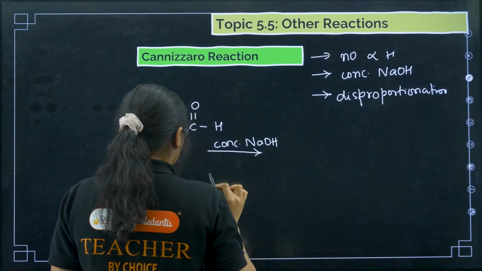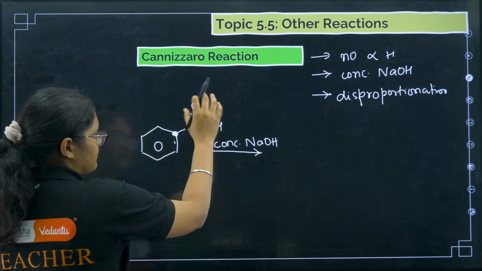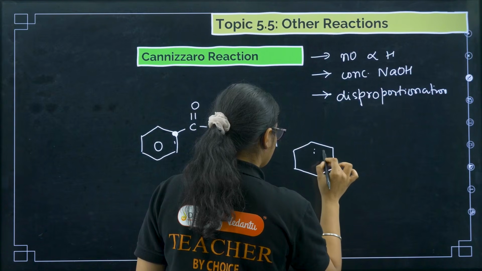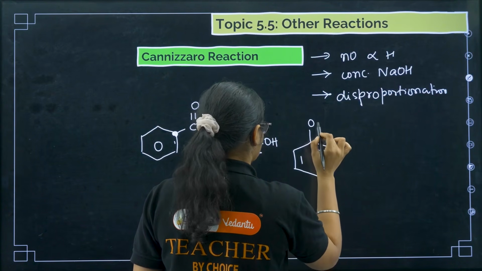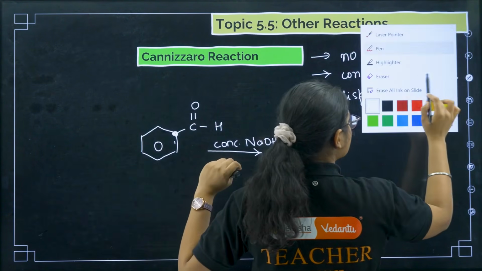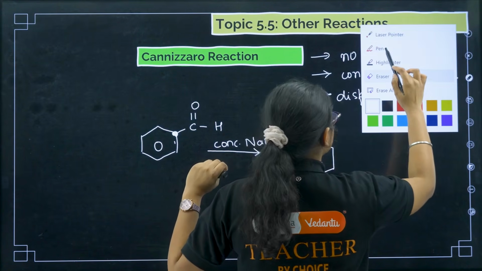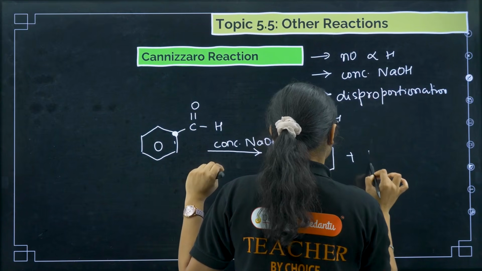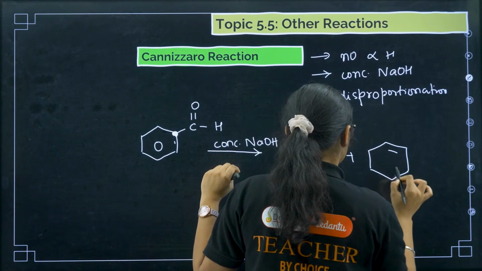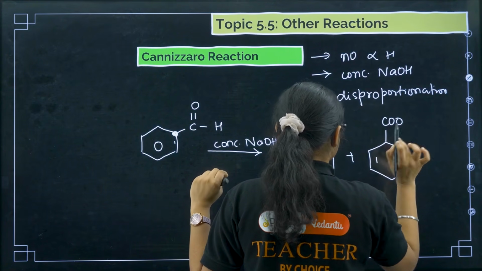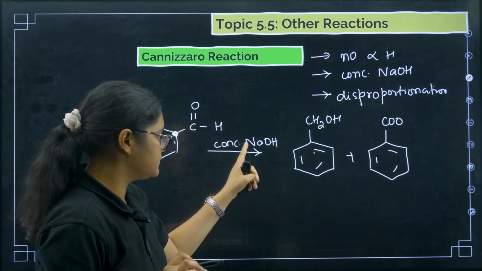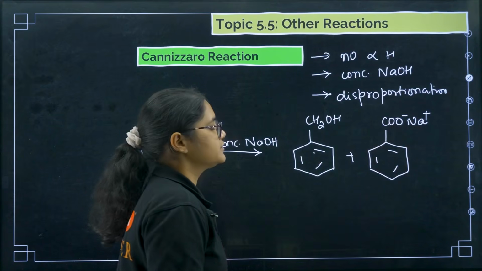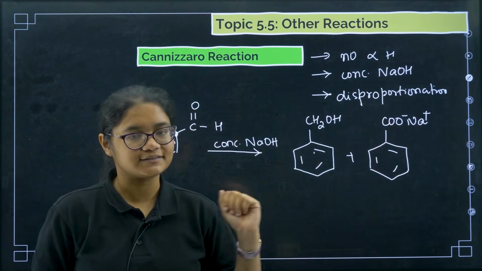So if I use concentrated NaOH, so what will happen? Here there will be a formation of CH2OH. See, this CHO group will be reduced or converted to alcohol, and we will have one more group that will convert this one to actually acid. Okay, but instead of acid, because NaOH is present, we get a salt of this one. Okay, so this is about the Cannizzaro reaction.